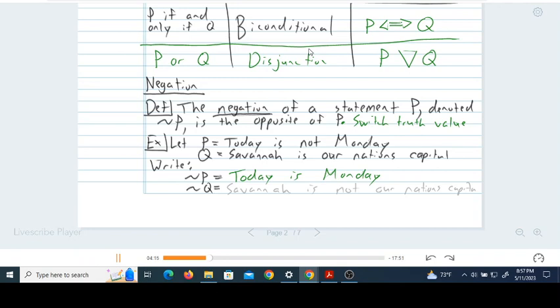And let's go ahead and negate Q. So negated Q would be Savannah is not our nation's capital. So by inserting that word not, we negate.